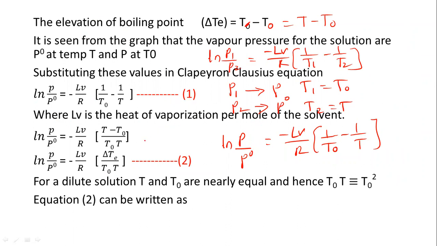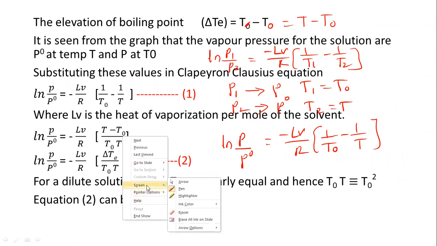Let us modify this equation. We can write ln P upon P0 equal to minus LV upon R. Let us simplify this equation now.